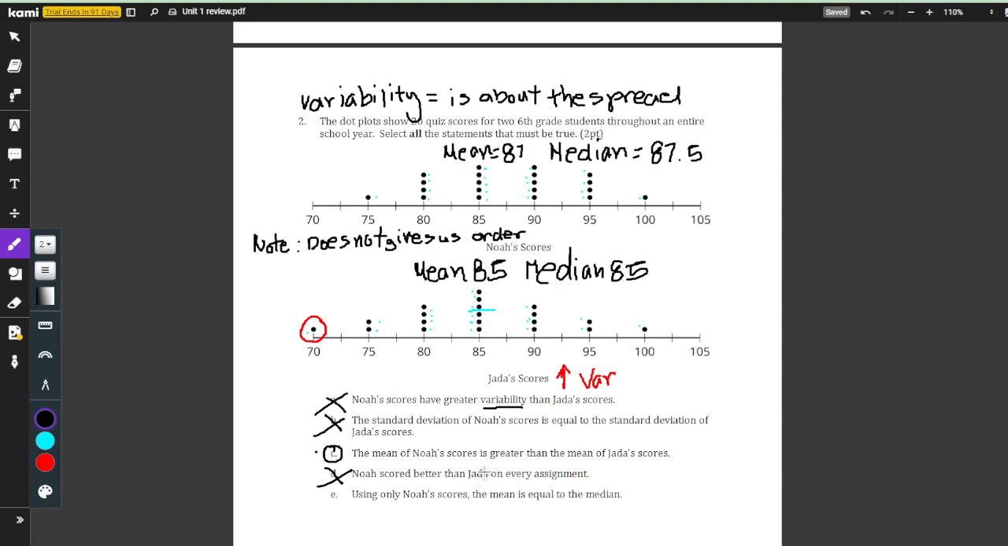And then using only Noah's score, the mean is equal to the median. So only using Noah's score, if we look, the mean and median are about the same, give or take. So we were close. About 75, we were thinking about it. Yeah, it's fairly close, so we are going to take that. So our two answers here are C and E. Remember, best answer works here. This is also maybe. It's about there, 75.5. If we actually really calculated it, it would have done that.